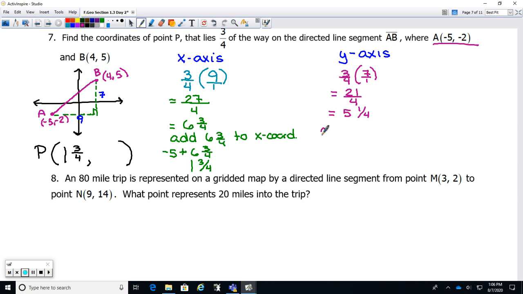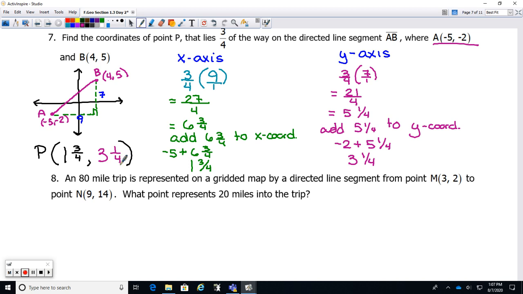I'm going to add that 5 1/4 to the y-coordinate. And so the y-coordinate started at -2, so -2 plus 5 1/4 is going to be, there's more positives, so 3 1/4, or 3.25.